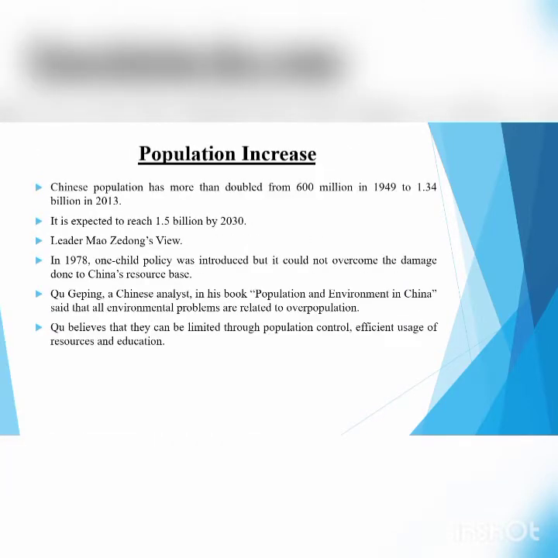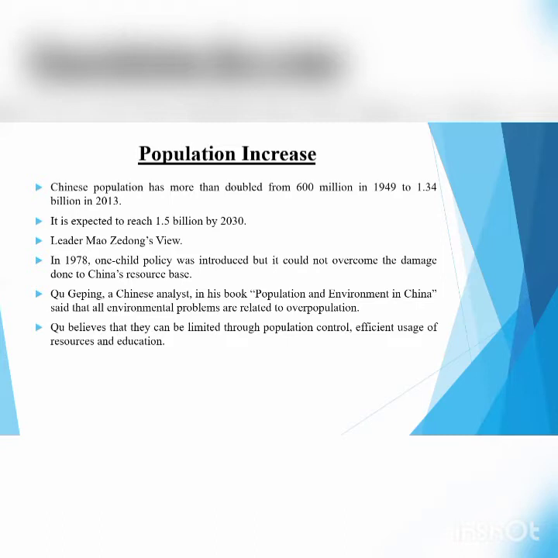So starting with population increase, the Chinese population has more than doubled from 600 million in 1949 to 1.34 billion in 2013. And scientists are expecting that it will reach about 1.5 billion by 2030. That is a very large figure. And if we look back at the history, the leader Mao was of the view that if China has more people, then it will definitely have more strength. But then in 1978, the one-child policy was introduced, but it could not overcome the damage already done to China's resource base, because to sustain a large population, you also need a very large resource base.